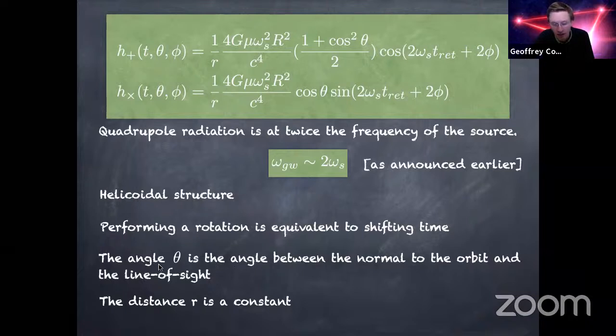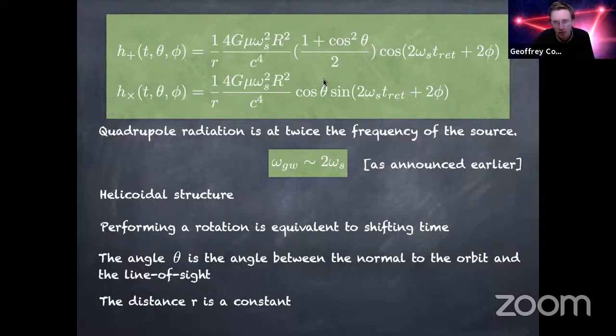So I said that already. The angle is the angle between the normal to the orbit and the line of sight. So theta is really that, the normal to the orbit and the line of sight, and the distance r is a constant.